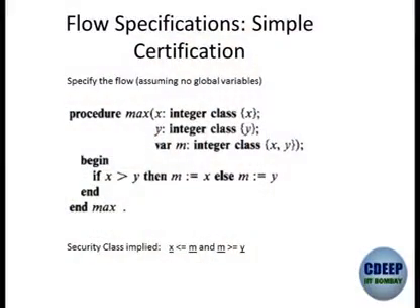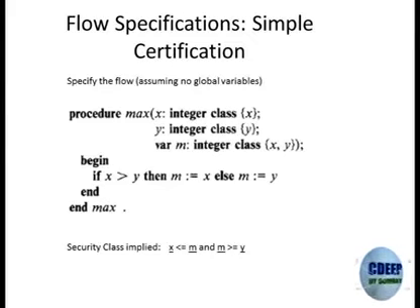So now, when can we certify, and what are the constraints that need to be satisfied? Consider a very simple procedure, like finding the maximum of two things. Here x is an integer of class x, and y is an integer of class y. The inputs are x and y of level x and y. The variable m, which is an output, has the integer class belonging to x, y. Now the procedure classically is the same: if x is greater than y, then max is set to x, because x is greater; otherwise you set m equal to y.